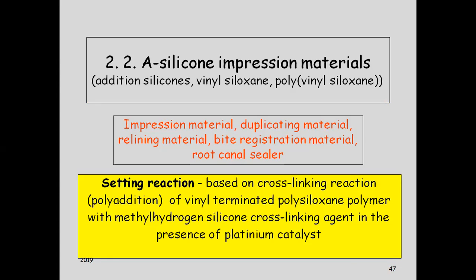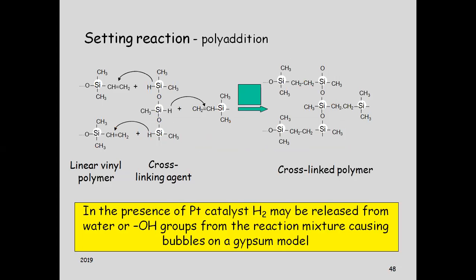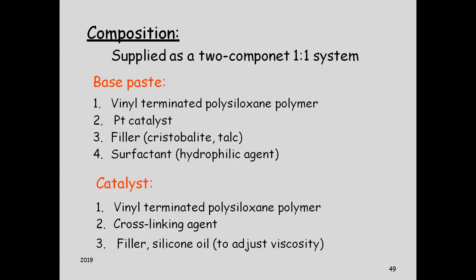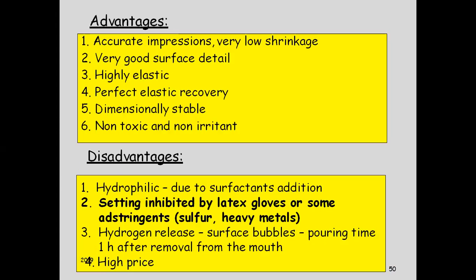Setting reaction is based on cross-linking reaction, polyaddition of vinyl terminated polysiloxane polymer. Just remember this, vinyl terminated siloxane polymer with methyl hydrogen silicon cross-linking agent in the presence of platinum catalyst. Right. Composition: supplied as two component system, 1:1 base paste, catalyst paste. Base: vinyl terminated polysiloxane polymer, right? Filler, surfactant. Catalyst contains vinyl terminated polysiloxane polymer, cross-linking agent, filler, silicone oil to adjust viscosity.